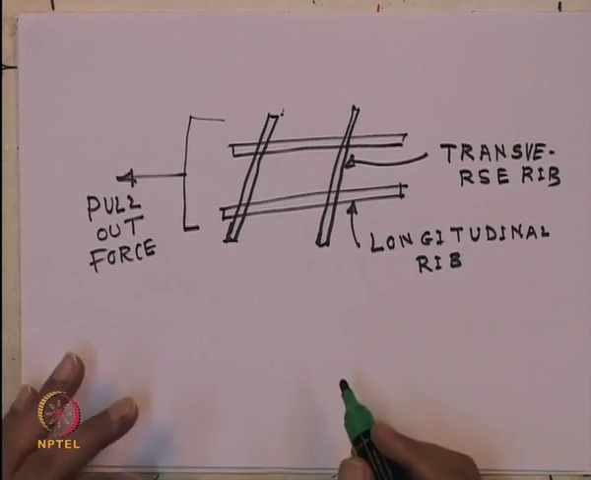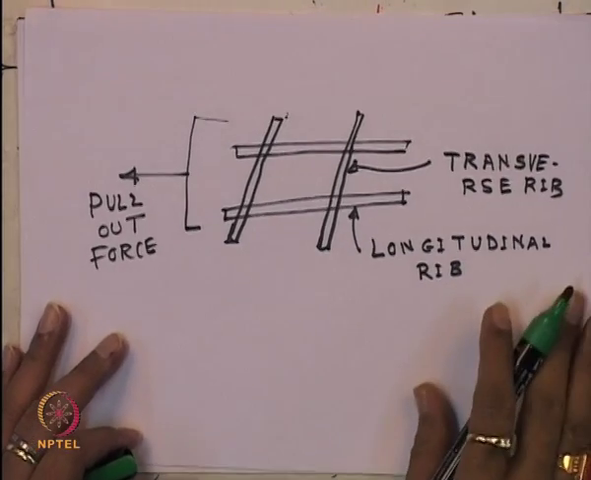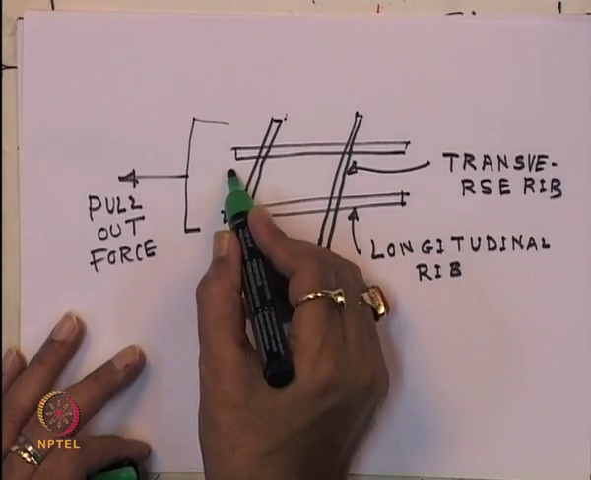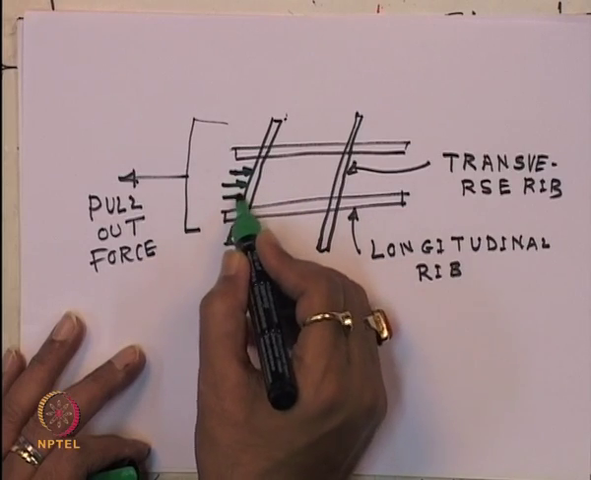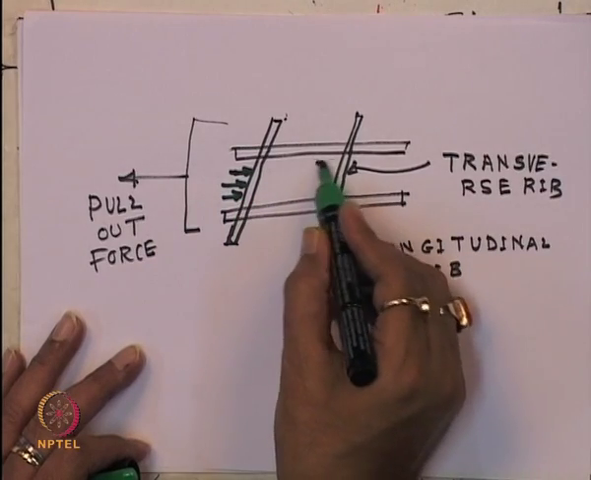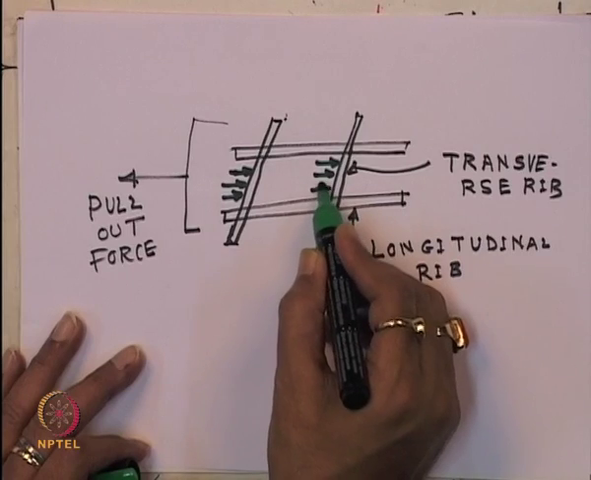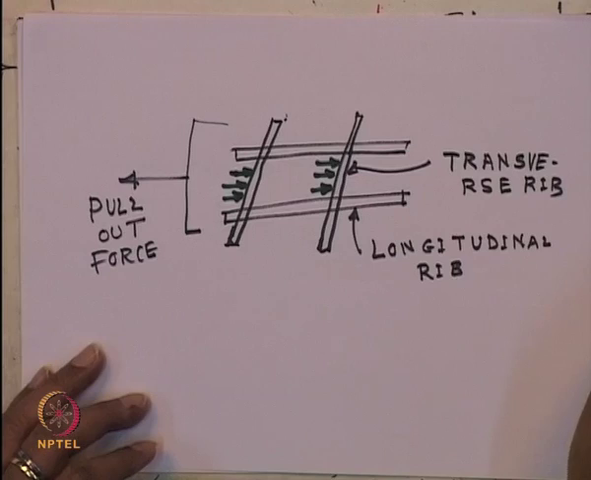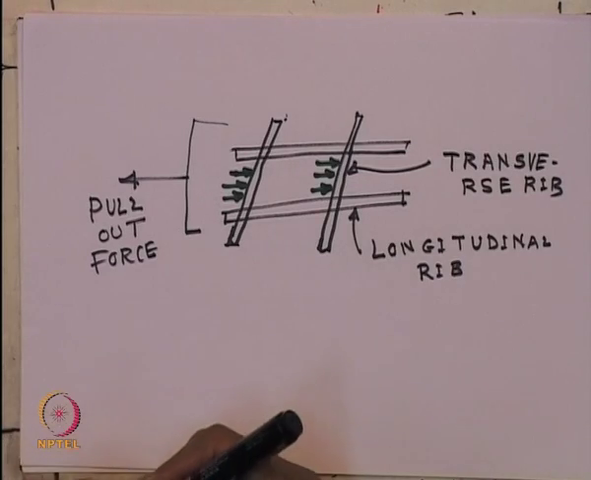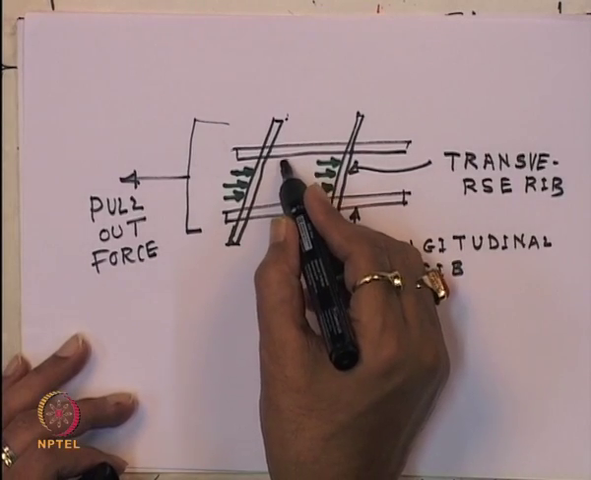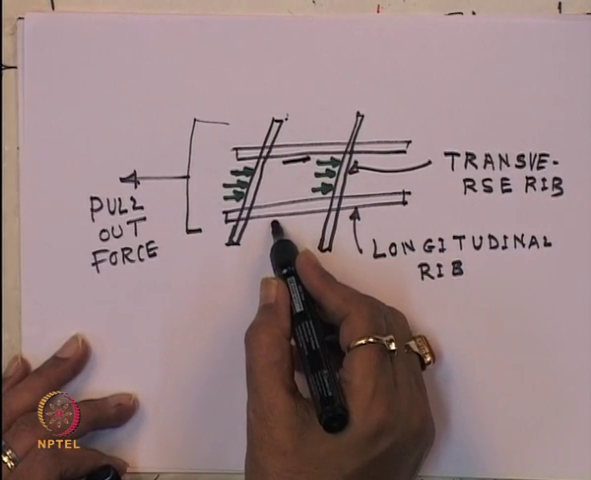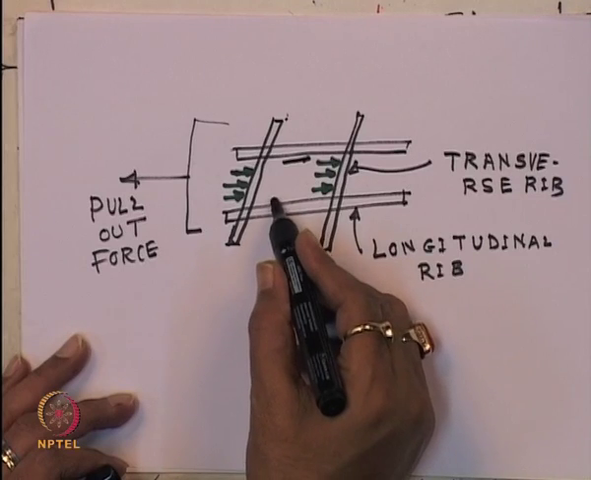Now, due to the pull-out, there will be a development of the friction as well as the passive resistance. You can see there is a development of passive resistance here. There is a development of passive resistance here. Also, there will be the development of friction.